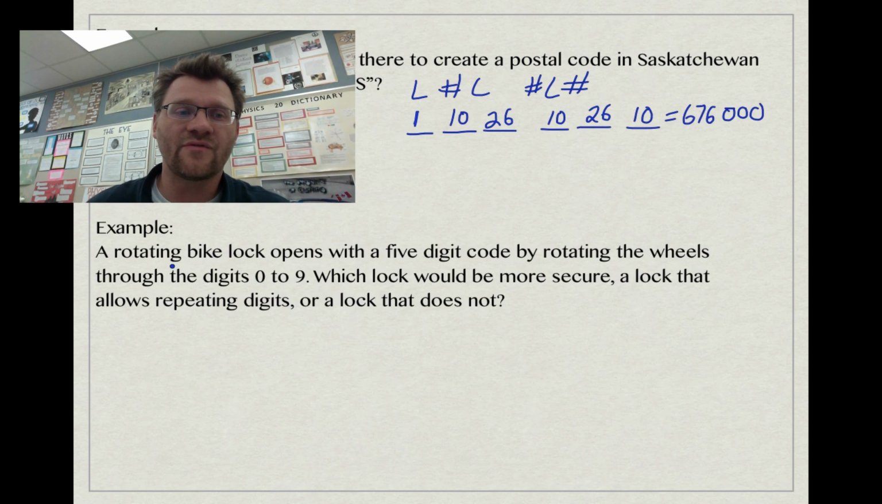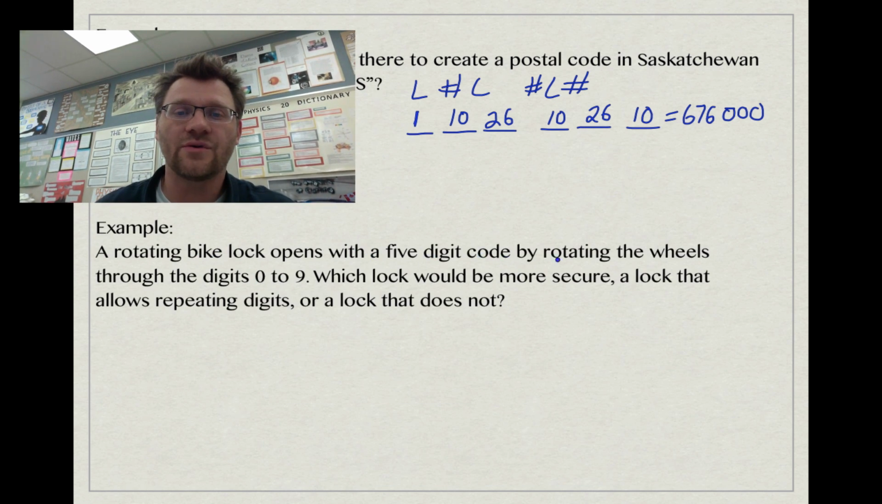Our second example says a rotating bike lock opens with a 5-digit code by rotating the wheels through the digits 0 to 9. Which lock would be more secure? A lock that allows repeating digits or a lock that does not? So we're going to have 2 different options here. Option number 1, if we can repeat digits. There's a 5-digit code, so it means we have 5 blanks to fill.